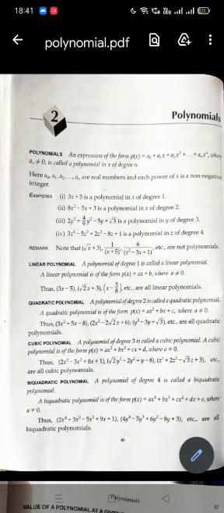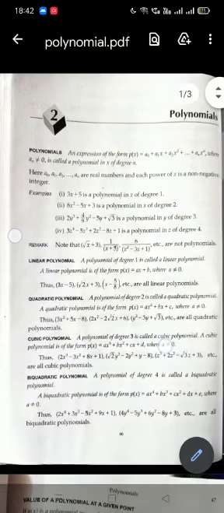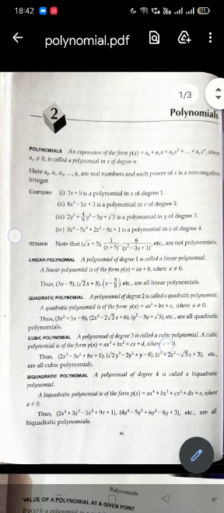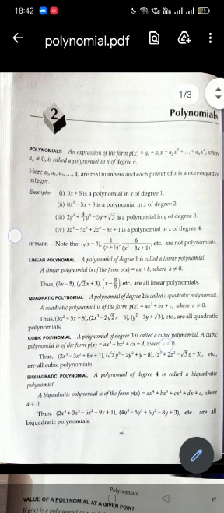Today we are going to discuss a most important topic, polynomial. So what is a polynomial? A polynomial is an algebraic expression, an expression of the form p(x) where a_n is not equal to 0, is called a polynomial in x of degree n.